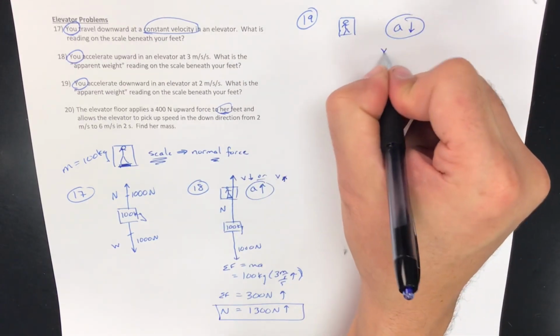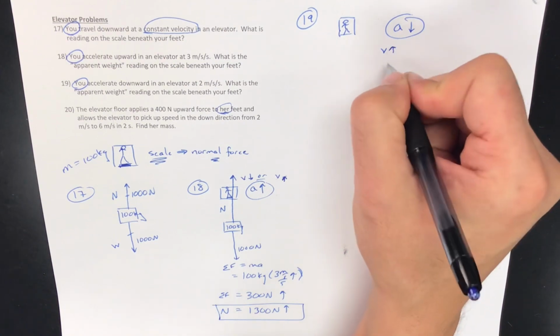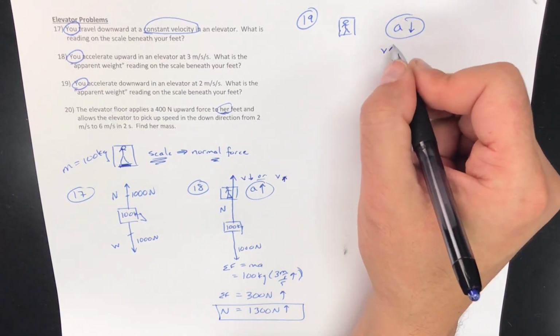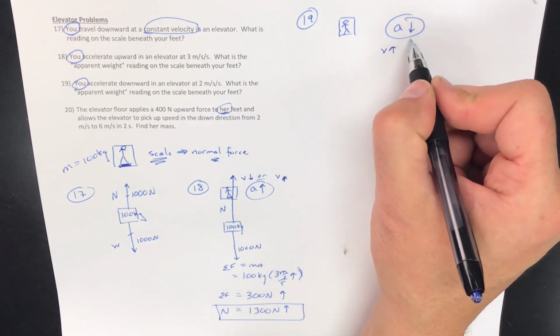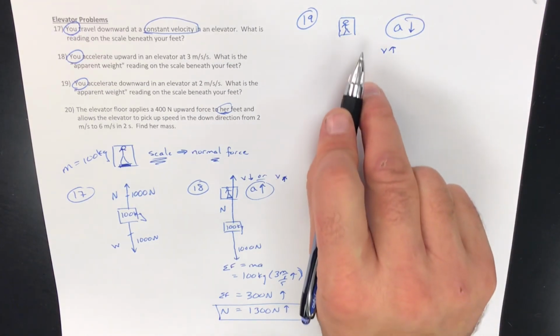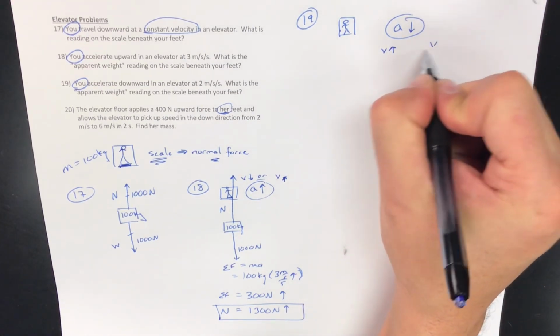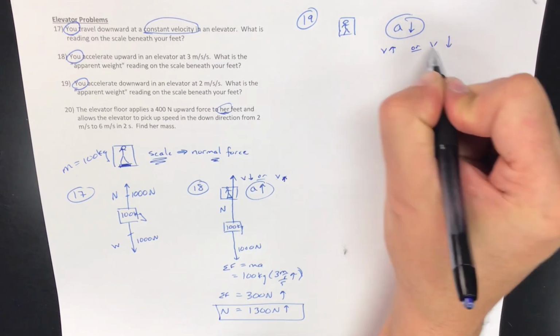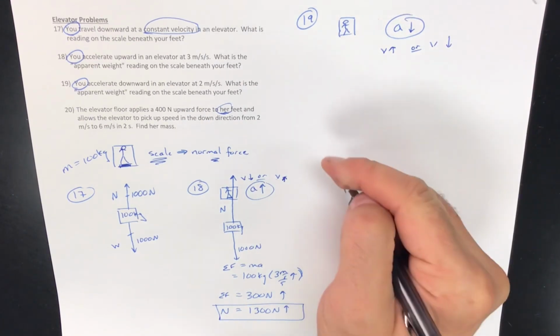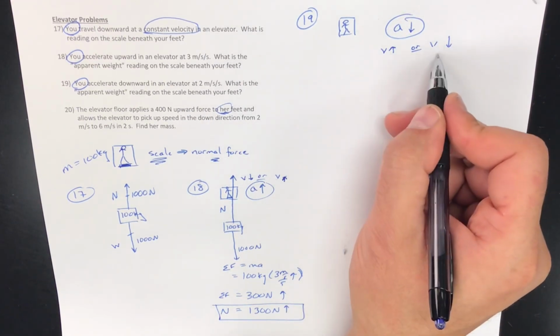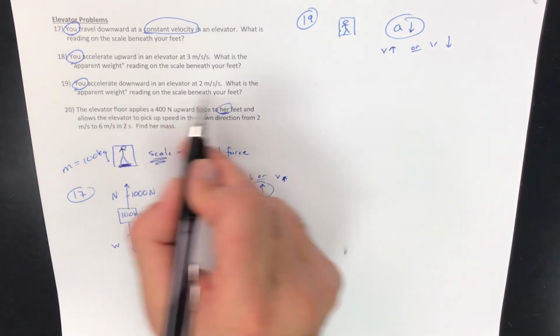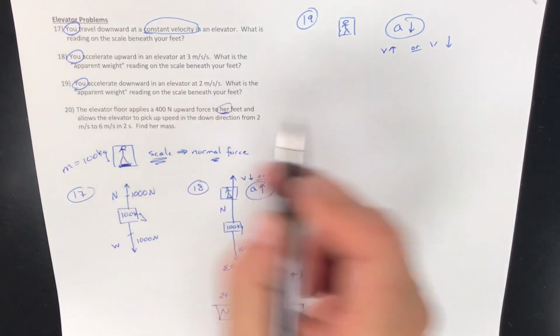Now you could have an initial velocity upward, or you could be moving up. And if you're moving up, you're reaching your intended floor and you're slowing down. Or your velocity is downward and you just hit the button and you're accelerating down. Either one of those velocity situations will give you this acceleration. What's the apparent weight reading on the scale beneath your feet?